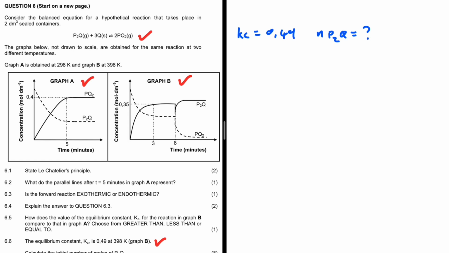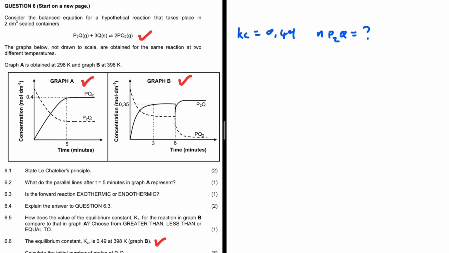One complaint I have with regards to this question is the hypothetical compounds that we have. We have PQ2 and P2Q. It is very confusing. Sometimes I'm using PQ2 in place of P2Q. I mean, if it is a hypothetical reaction, why not just use X and Y, A and B? That would make our lives very simple.